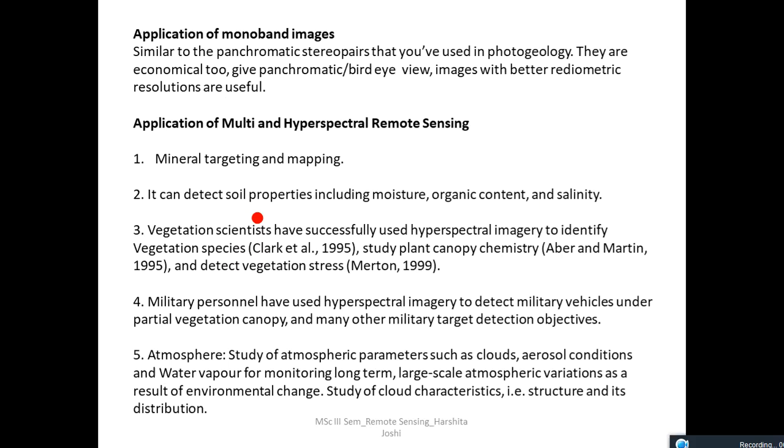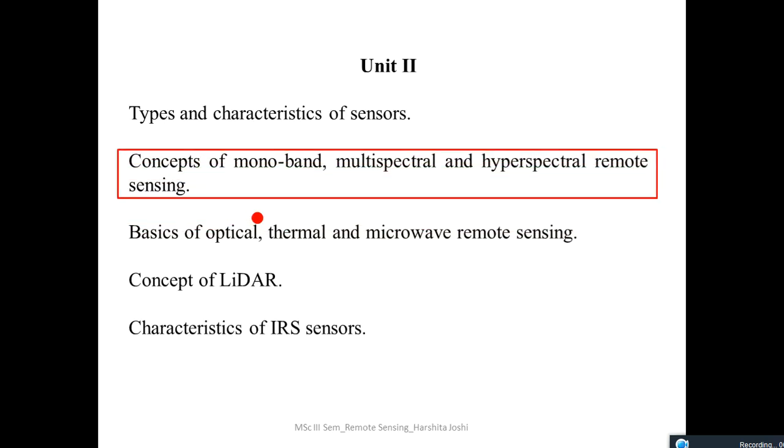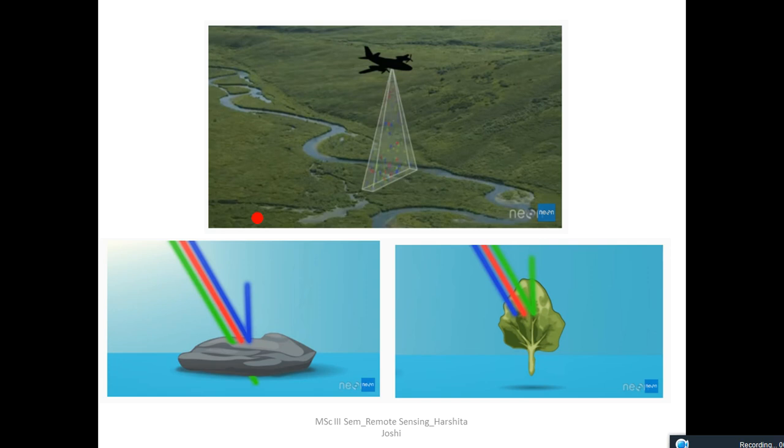So today in this lecture, what did we study? We understood the concept of monoband, multispectral and hyperspectral remote sensing. We understood how some part of the electromagnetic energy gets absorbed, some part gets transmitted, and some gets reflected. The reflected part is sensed by the sensor, and these sensors can have different resolutions. Depending upon the resolution of the sensor, the images that we get may be monoband, multispectral, or hyperspectral. It depends upon the quality of the sensor.